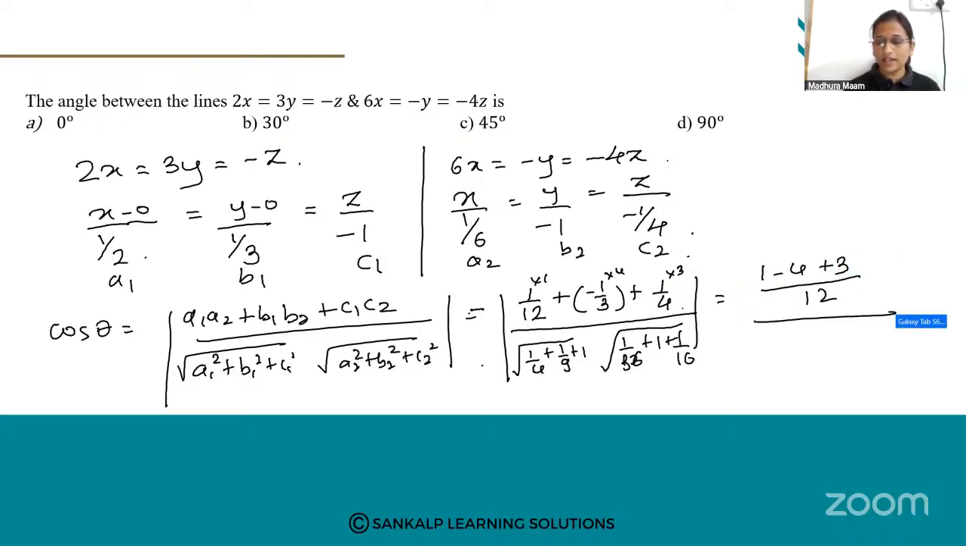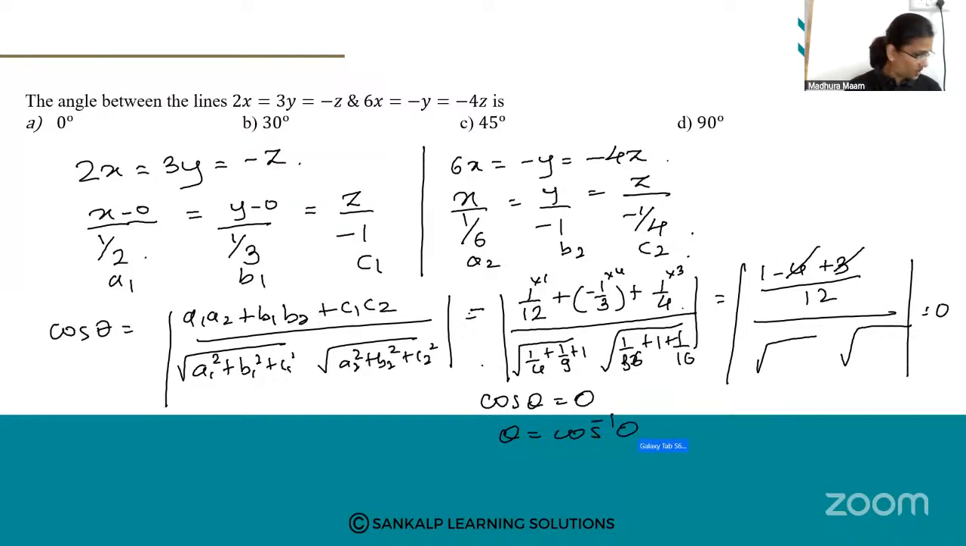Correct? Divided by, now see here, before I go for solving the denominator, ಇಲ್ಲಿ ನನಗೆ ಏನು ಸಿಗ್ತಾ ಇದೆ? 1 minus 4 is minus 3. Minus 3 plus 3 is 0. 0 by 12 is 0. ಕರೆಕ್ಟ್. ಸೊ 0 by anything is again what? 0 here. ಹೌದಾ? ಸೊ cos theta equals to ಏನ್ ಸಿಗ್ತಾ ಇದೆ? 0 ಸಿಗ್ತಾ ಇದೆ. That means cos inverse of 0. Yes. And cos of which angle is 0? 90 degrees. So what should be our answer? 90 degrees. That is option D.